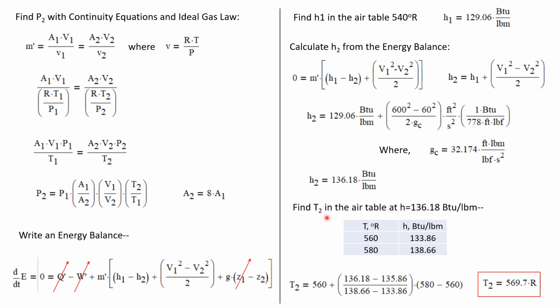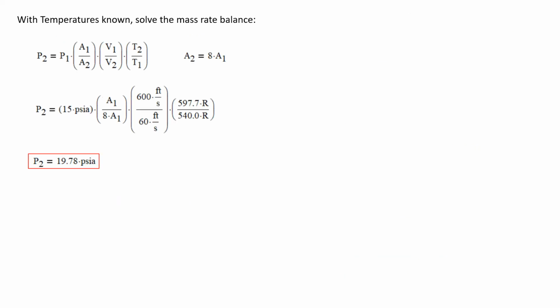Let's find the temperature in the air table that's associated with this value of enthalpy. Well, 136.18 is between these two values in the table, which is to say that our temperature is between 560 and 580 degrees R. Now, I'm not going to do detailed interpolation here. I've done that in the past. At this point, you should be able to interpolate this value. I've laid out the expression. And I calculate that the temperature at the exit is 569.7 degrees R.